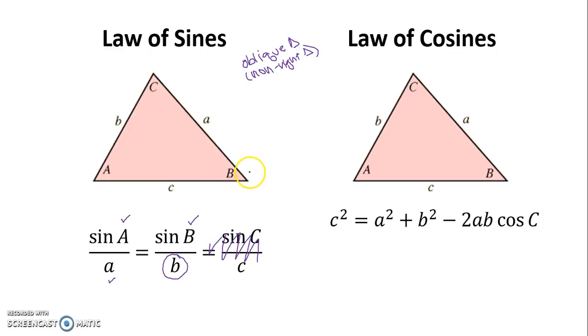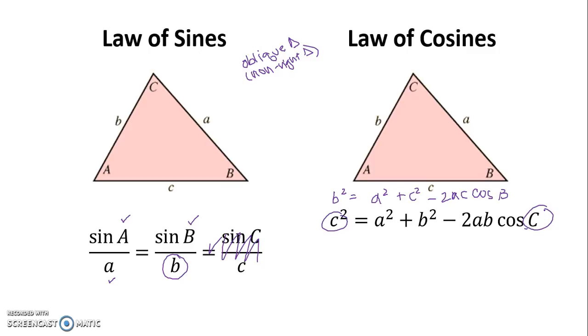For law of cosines, it looks like your Pythagorean theorem, so c squared equals a squared plus b squared, but because it's not a right triangle, we can't just leave it at that, so it's minus 2ab cosine of angle C. The important thing to realize is, if I wanted to find side B, then I would have b squared equals a squared plus c squared minus 2ac cosine of B. So whatever side you're trying to find, the corresponding angle is the angle you're using for your cosine.